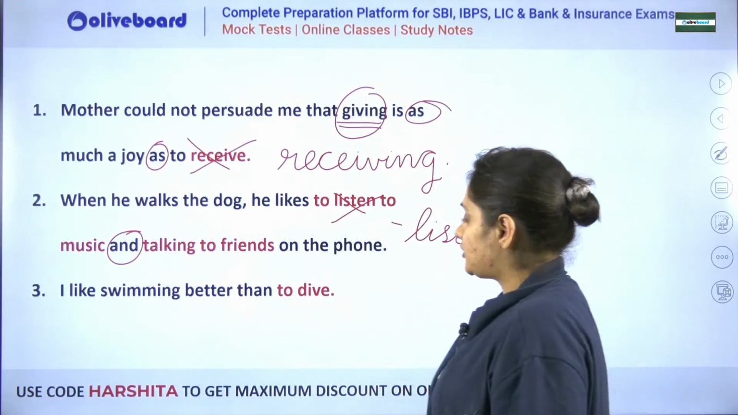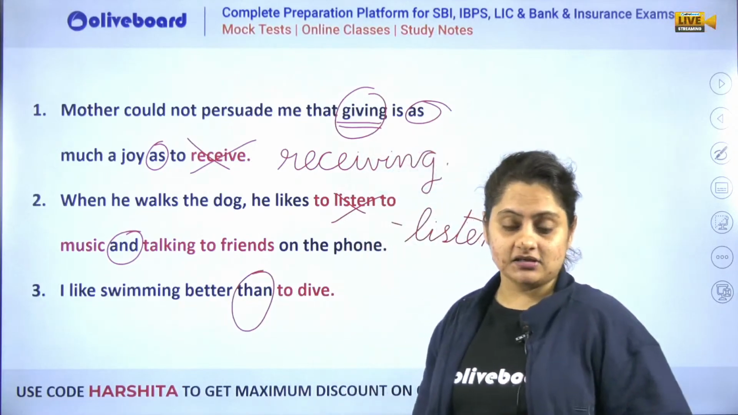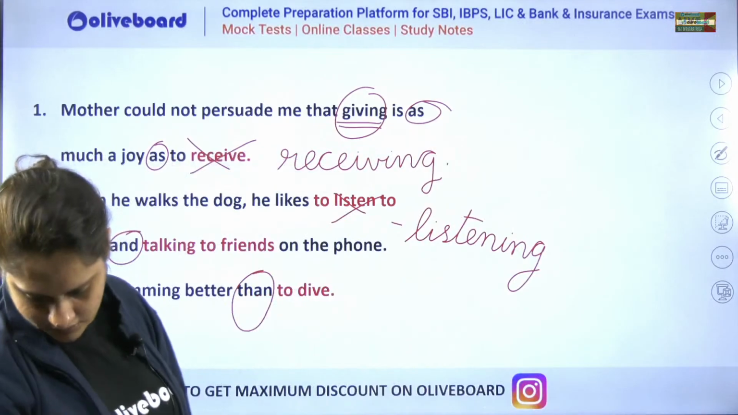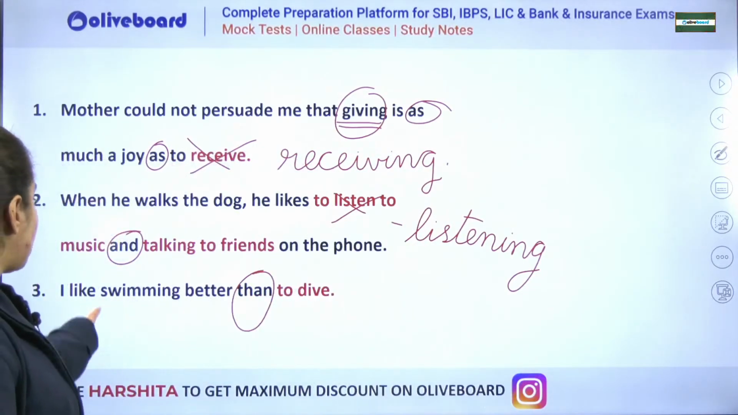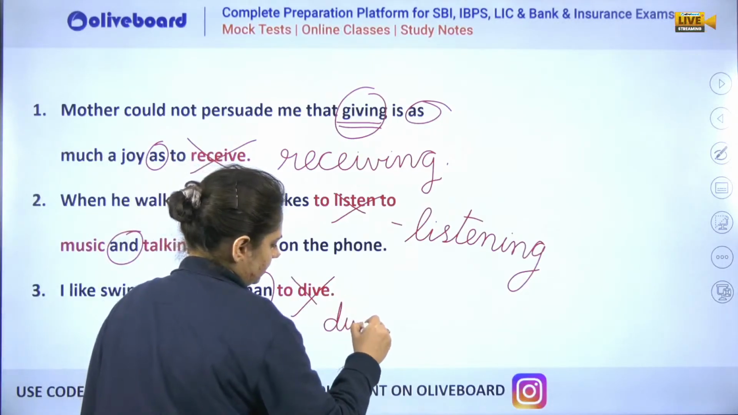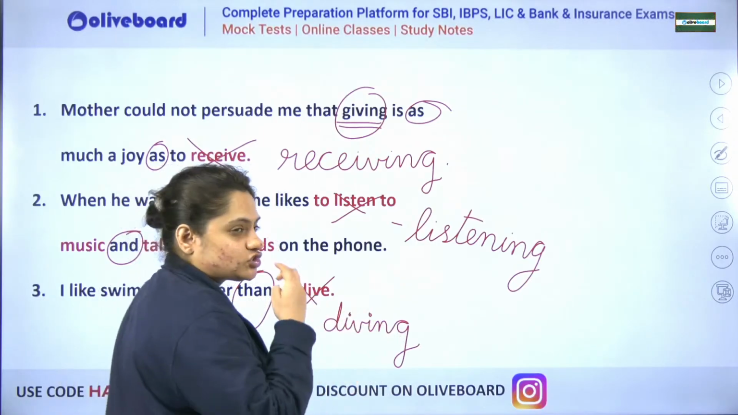Okay, I like swimming. Now there is a comparison, where "than" is written. Even when doing comparison, where "than" is written, you have to follow the parallel structure. What will you write here? I like swimming better than dive. "To dive" will be wrong, it should be "than diving." Okay? So this is one rule which is common.